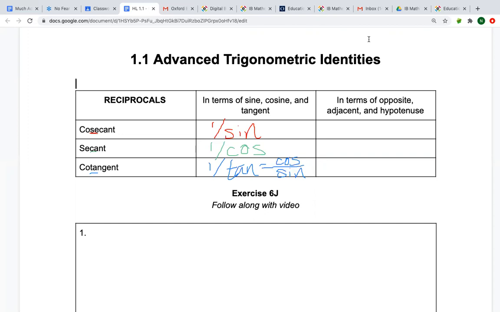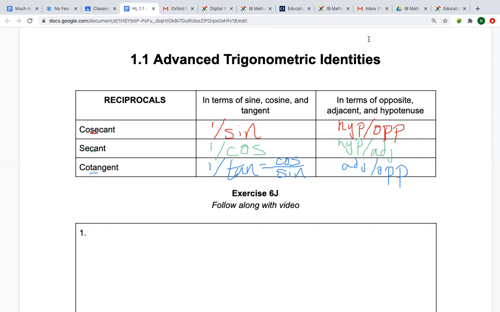And then in terms of opposite, adjacent, hypotenuse, when you think of your sides of a triangle, cotangent would be adjacent over opposite. Secant would be hypotenuse over adjacent. And then lastly, cosecant is hypotenuse over opposite. Okay. So those are our identities. Again, this should just be a review.